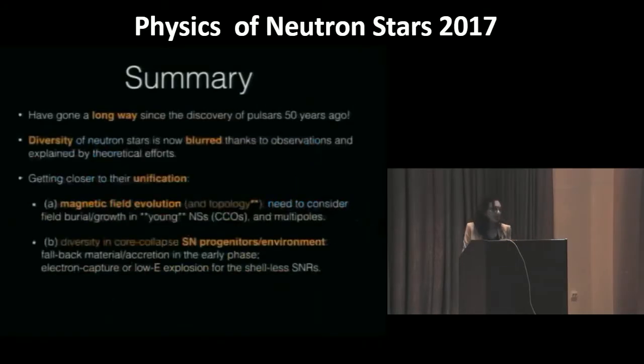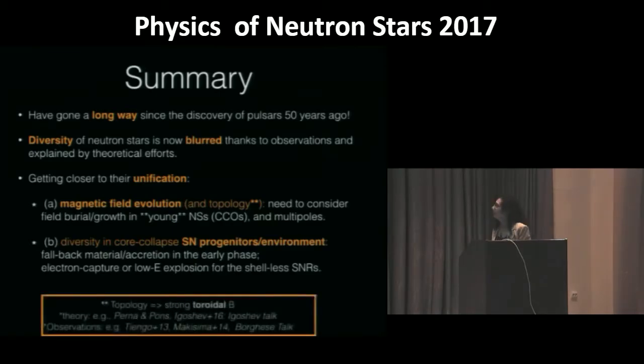So to summarize, we have gone a long way since the discovery of the Crab and Vela pulsars now 50 years ago. The diversity is blurred with growing observational and theoretical work, and the unification is getting closer and closer when we consider magnetic field evolution, in particular magnetic field growth for the younger population of neutron stars, in particular CCOs. The magnetic field topology is also very important.